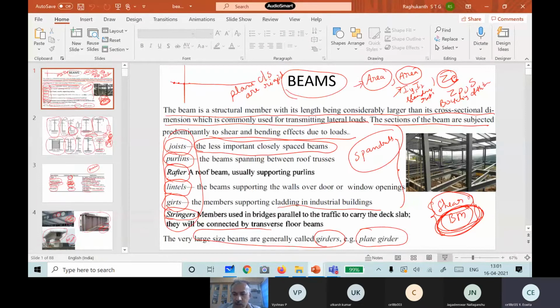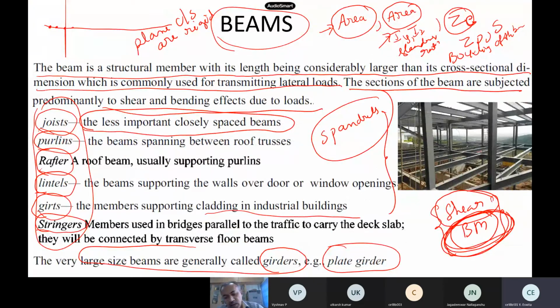Yes, sir. So anyway, last class we started our beams, and we closed the compression members. All of the names I told you come under beams, but the only difference is the girders. This is also a beam, but we do it in a slightly different fashion. We will cover it after our beams.